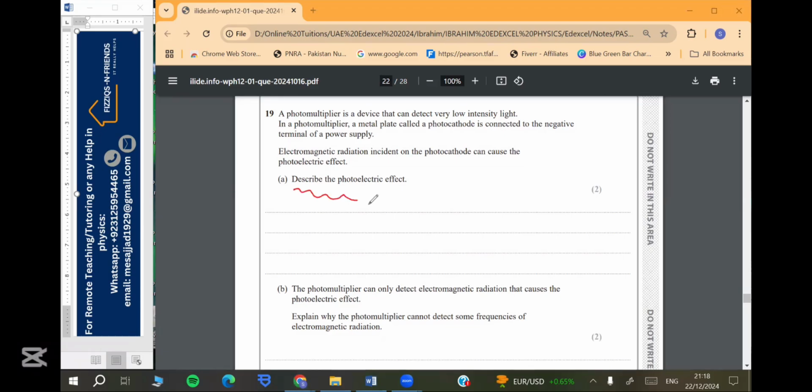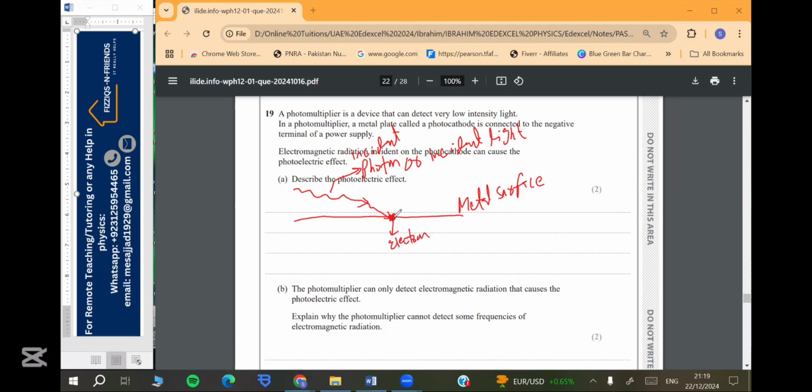So when light comes and strikes the metal surface, this is the metal surface. This is incident light or photon, incident photon or incident light. When this incident light strikes the electron of the metal surface and the electron is kicked out from here, freed, then this process is called the photoelectric effect.